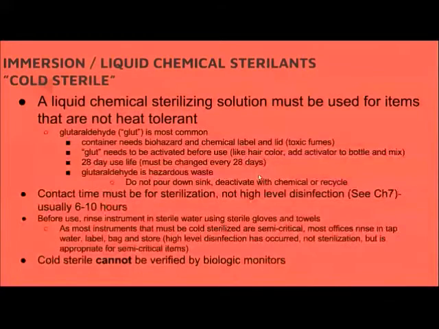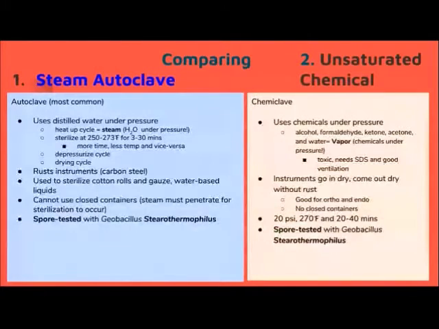And then we talked about our cold sterile already. One of the cons of a cold sterile is that it cannot be verified by a biologic monitor, which means that I don't have any way to test that it's actually working. I have to trust that the science and the chemical are doing their job. I have no way to prove it. But with heat sterilization, I have ways to prove it. And we talked about these ways last week when we talked about spores.